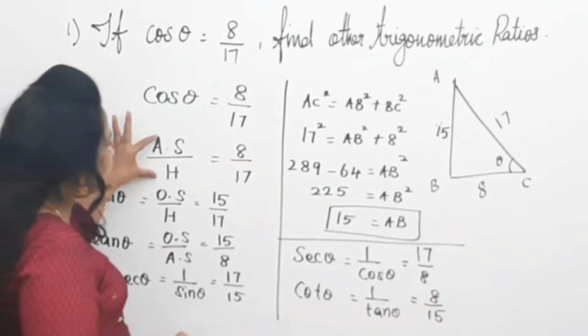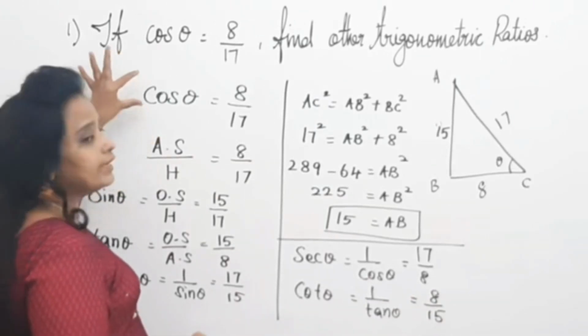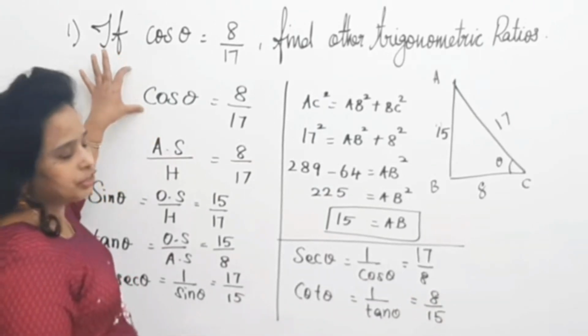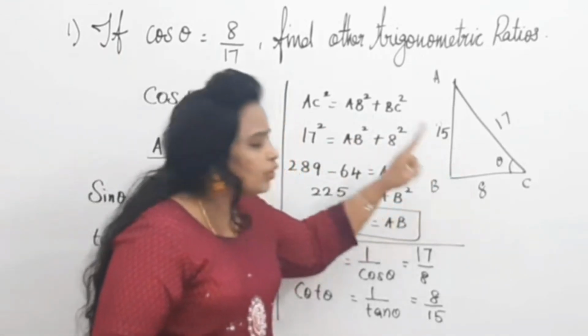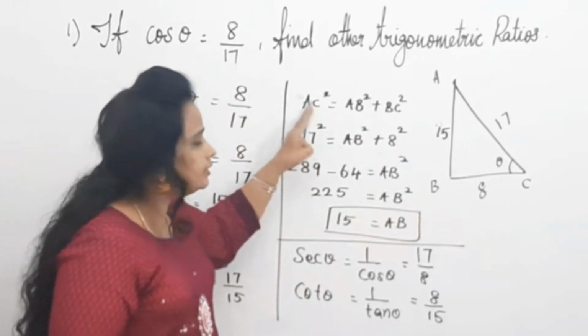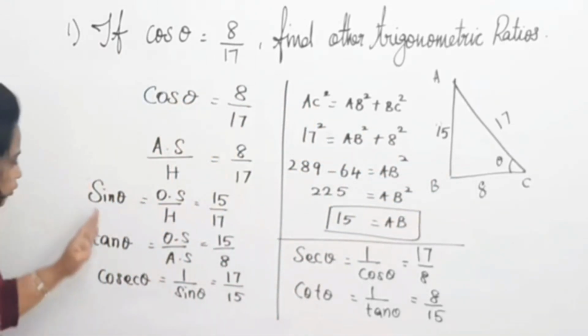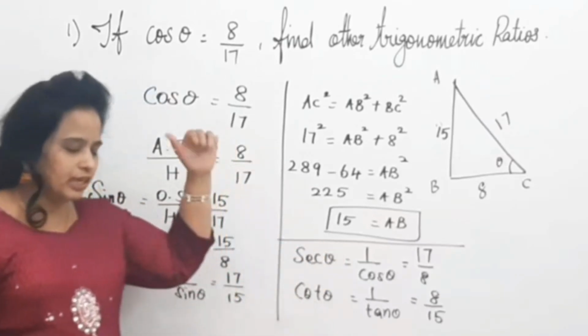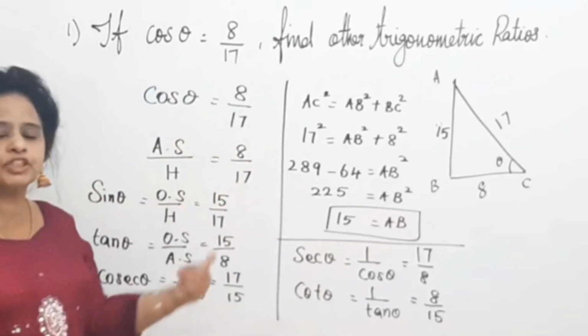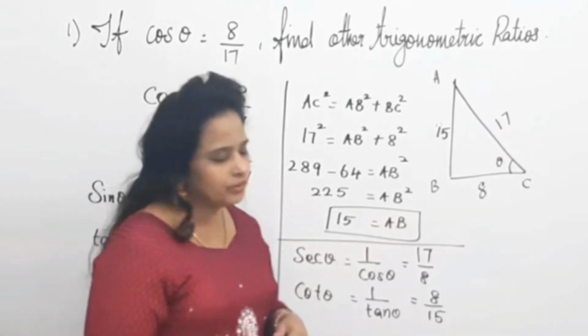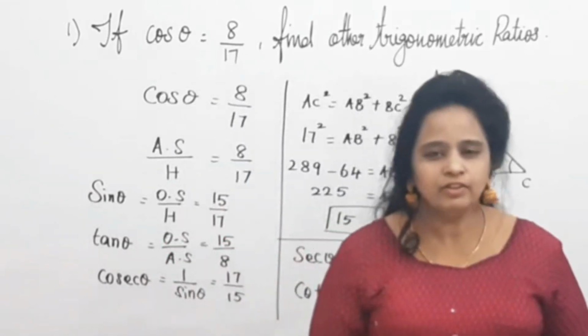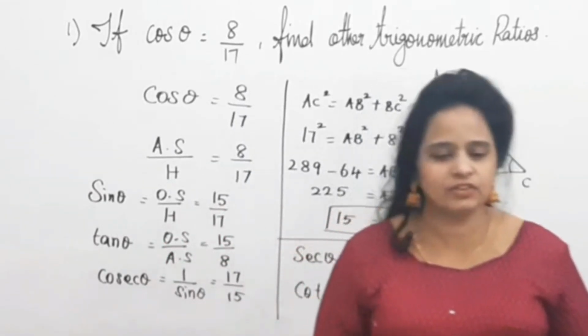So the first step is writing the ratio of the given ratio, and then the second is drawing the triangle, and the third is the Pythagorean property, and the fourth is write all the ratios, and the fifth one is just substitute the values in the ratios. That's it, you get your values. We move on to the next question.